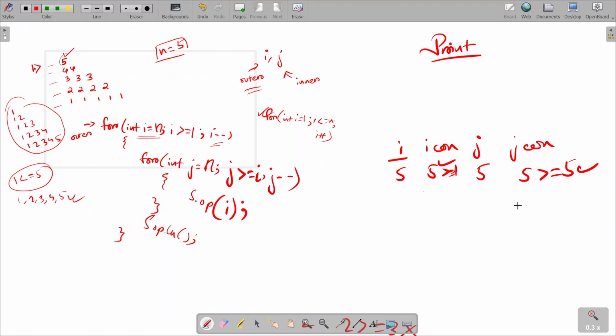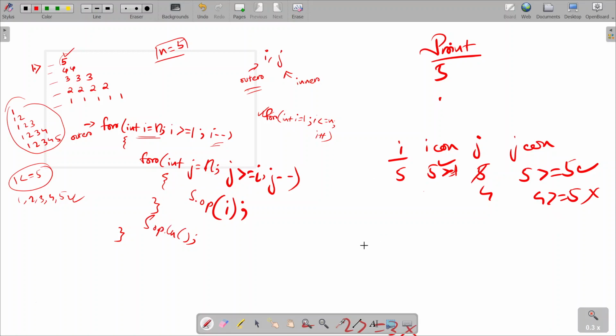So yes, it is satisfied again. It will enter and print 5 because i's value is now 5. All right. Now j's value got decremented to 4. Is 4 greater than or equal to 5? No. So the condition is dissatisfied, it comes out of the loop and moves to a new line.